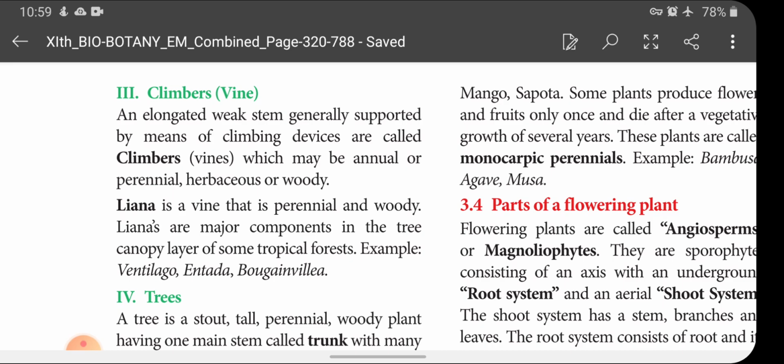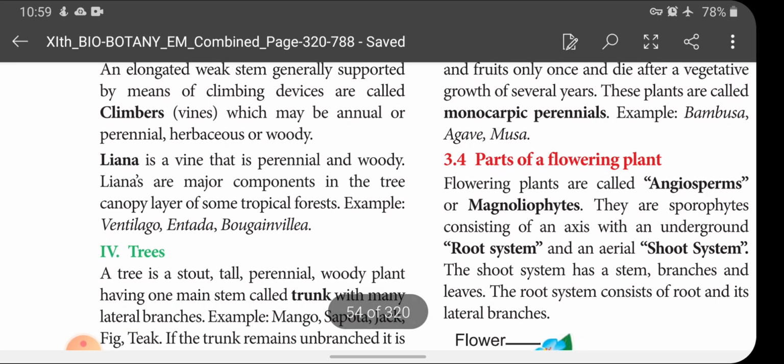So, about climbers, in some plants the stems are very weak. In those cases, these weak stems need some supporting plant to climb over. Those kinds of plants are called climbers. An elongated weak stem generally supported by means of climbing devices are called climbers, which may be annual or perennial, herbaceous or woody.